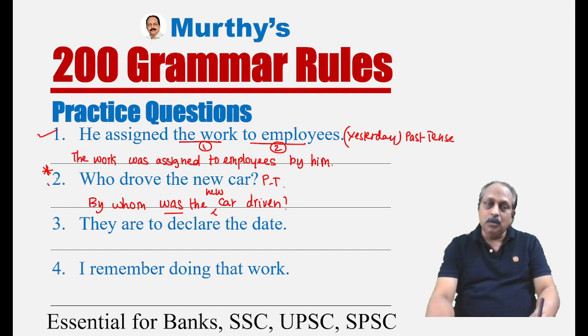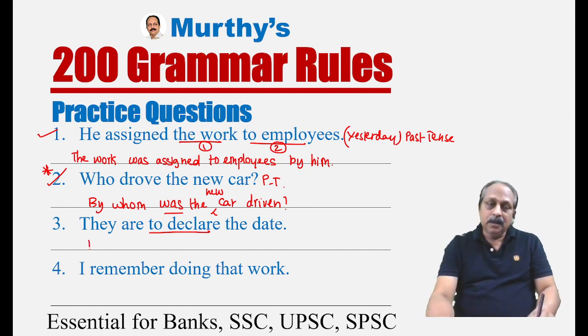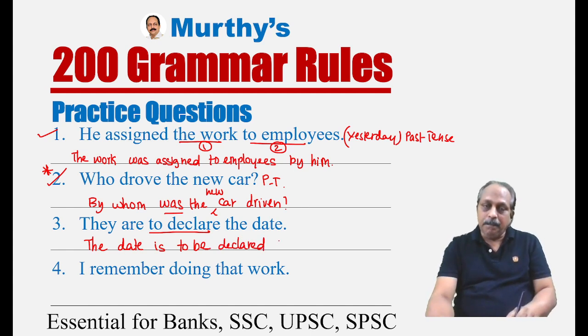They are to declare the date. Here you have an infinitive. What is it? To declare. How do you change it? The date, singular, is, we have to use to be plus the verb in the past participle form. It is a regular verb. The date is to be declared by them. They are to declare the date. The date is to be declared by them.